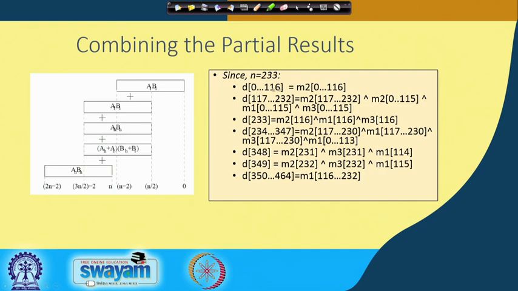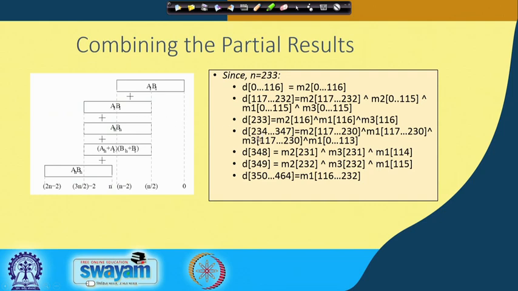So, here you can observe that the remaining parts, I mean the lower parts, are just copying of one of the lower parts, which is M2, we have just copied it. From this part to this part, that is from 117 to 232, you have got 4 registers which you are XORing. Okay. For the 233rd position, you have just 3 bits to XOR.